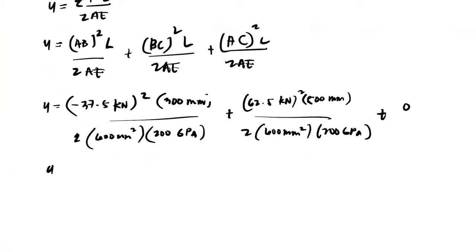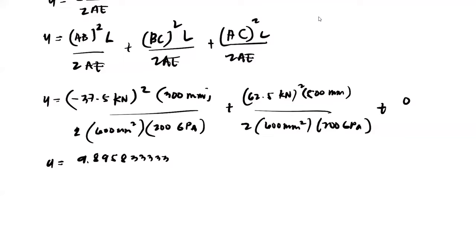Okay, so ano yung nakuha nyong strain energy? Okay, so ang nakuha ko is 9.8958333. Now, yung GPa is what? Equivalent yan sa kilonewton per millimeter squared. Tama? Pwede nyo i-search kung ang 1 GPa is equal to 1 kilonewton per millimeter square. Okay? So, kung tama yan, maka-cancel out lang yung ating units.